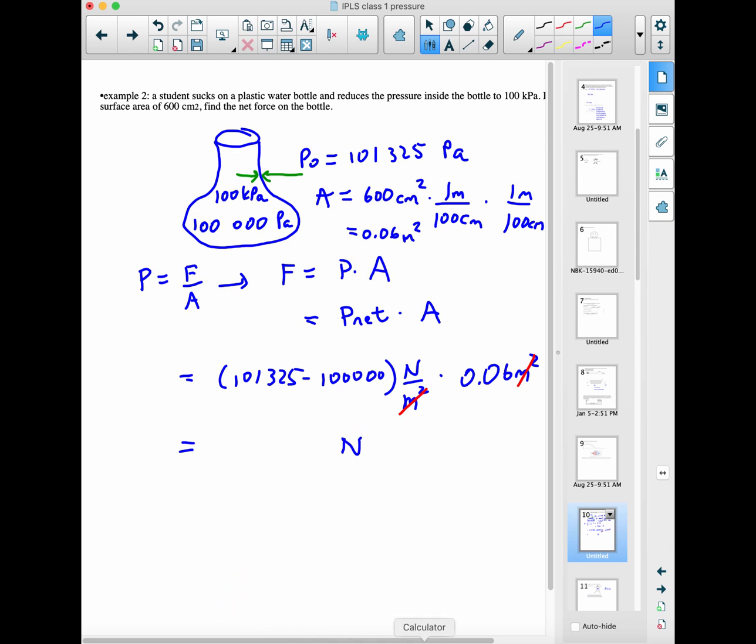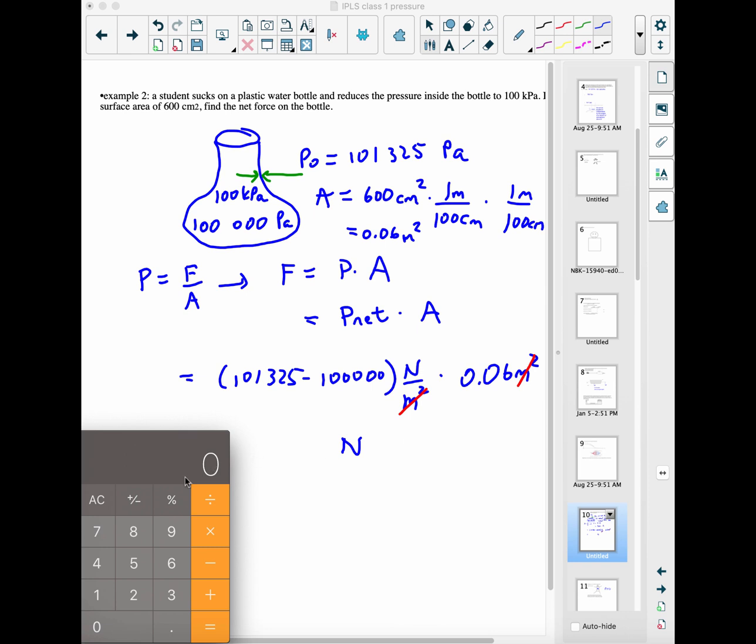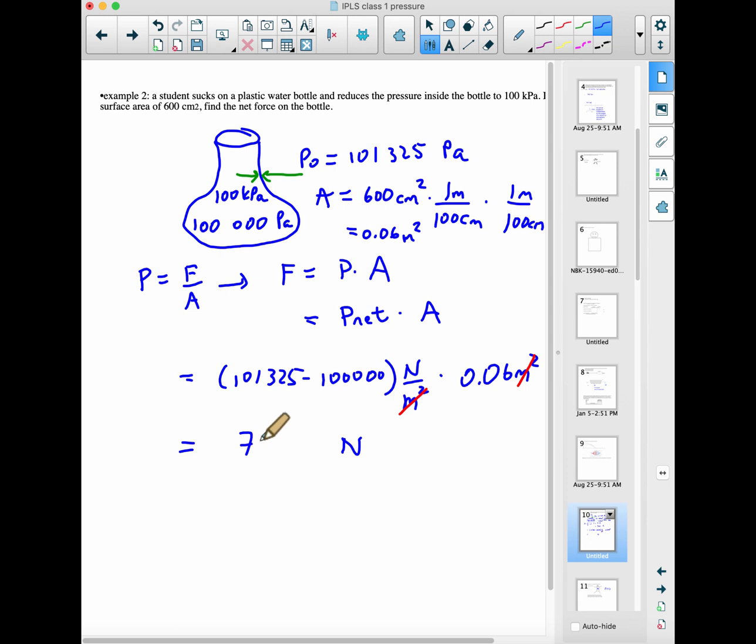All right, let's quickly do this here and see what number we get. So it's 0.06 multiplied by 1325 pascals, which is 79.5 newtons. There we go. And then this is actually an inwards force. So depending on how strong the plastic is, it may buckle it and cause it to crumble. Okay, so there's a typical pressure example.